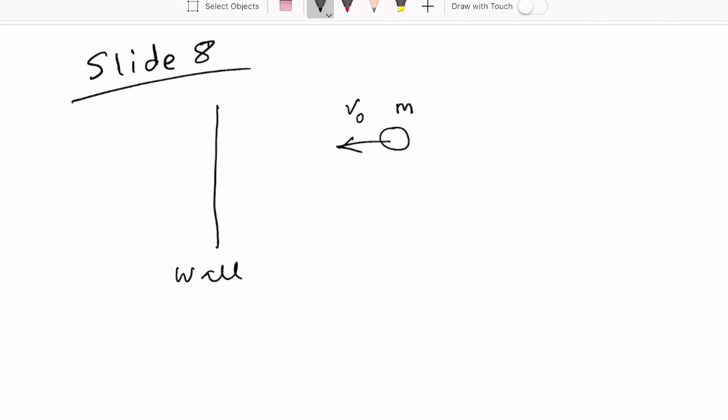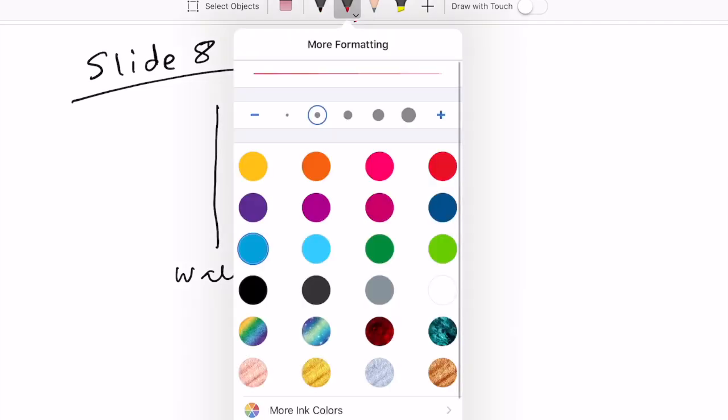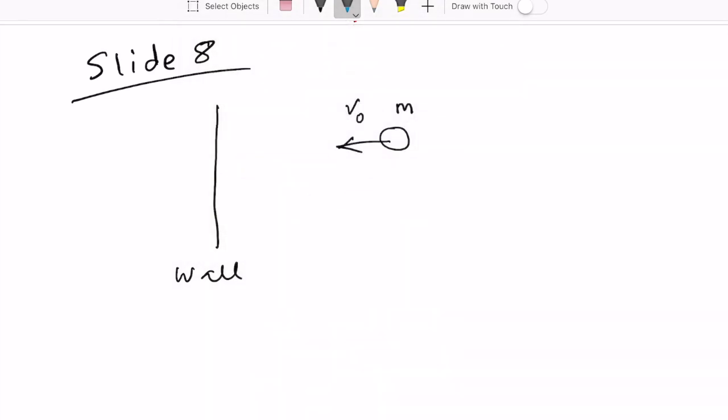Okay, so after it hits the wall, I'm going to draw that with a different color. It starts heading back, and let's say its velocity is v final. Its mass stays the same, of course. Its new velocity is v final after it hits the wall, right? So let's calculate the force that it feels, the average force that it feels.